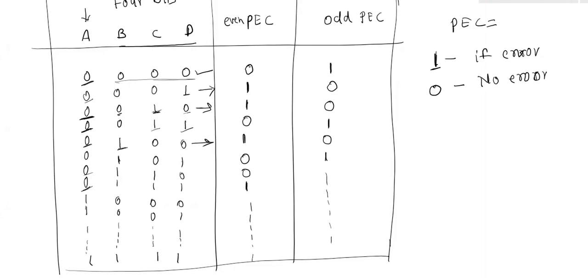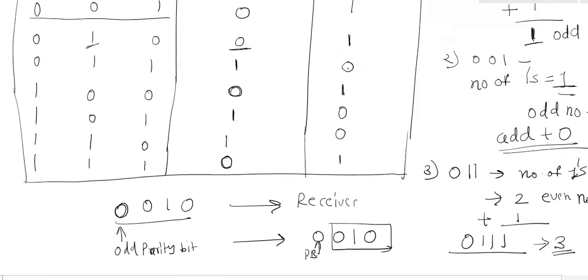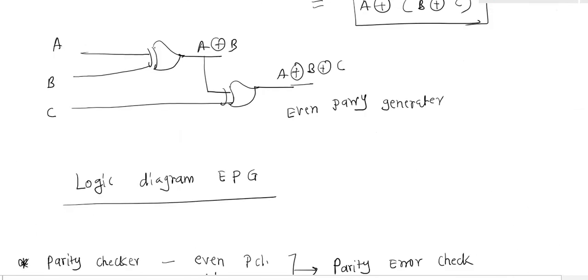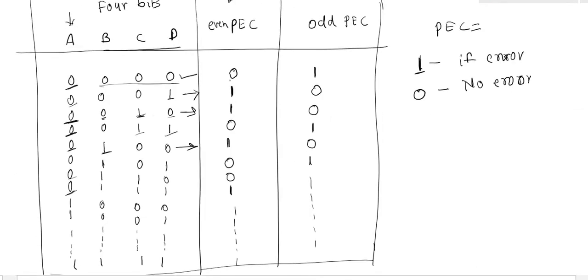Exactly opposite bits of the even and odd parity are going to be generated. If you observe this truth table, you can see that if the odd parity is 1, even will be 0. If odd is 0, it is 1. If it is 1, it will be 0. Similarly, here in the parity checker bit also, if the even parity checker bit is 0, the odd parity bit will be 1. If here it is 1, then here it is 0, and so on. The opposite operation is going to be checked here. Clear? So this is the parity checker.